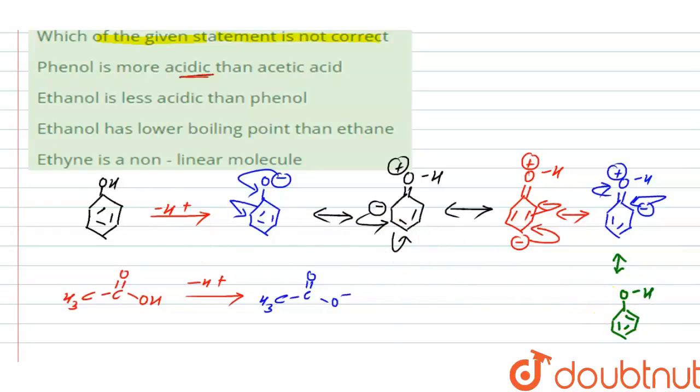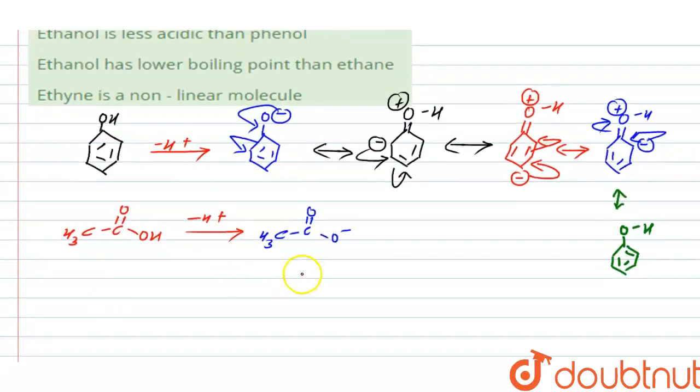If we draw the resonating structure of this one, we will get something like this, as this negative charge will shift over here and this bond will shift over here. So here we will get CH3, then CO negative, and double bond O. This is the resonating structure of acetic acid, and this is the resonating structure of phenol.